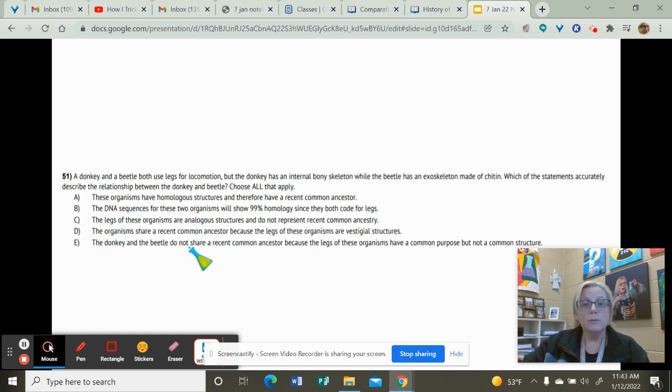All right, the donkey and the beetle do not share a recent common ancestor because the legs of the organisms have a common purpose but not a common structure. So that is a true statement there. They do have a common purpose, which is for locomotion, but they do not have a common structure. And it tells you right here, their structure is completely different. So the answer to this is going to be the legs are analogous, C, and basically the definition of analogous, common purpose but not a common structure, E.